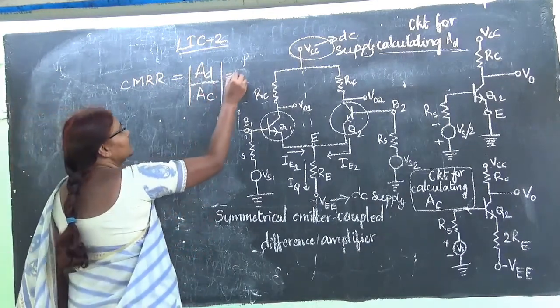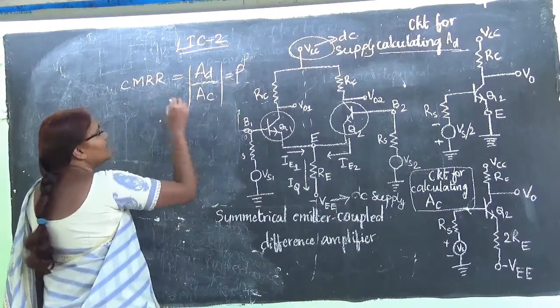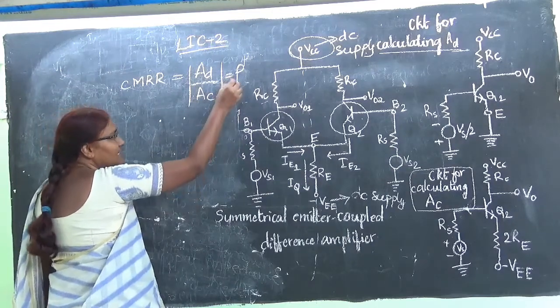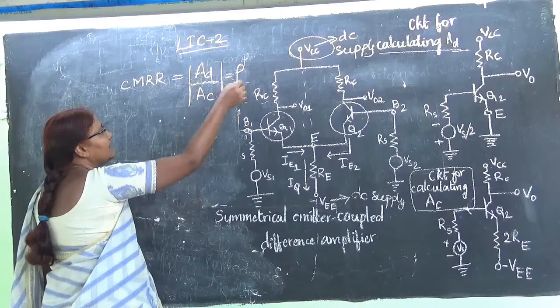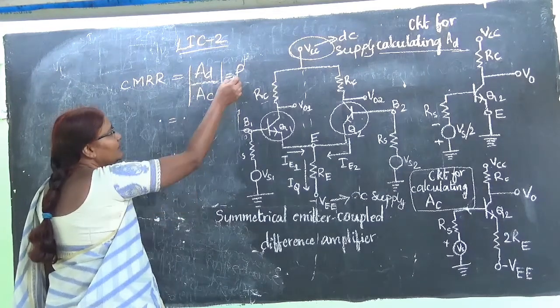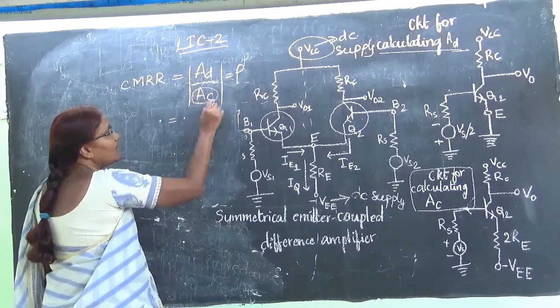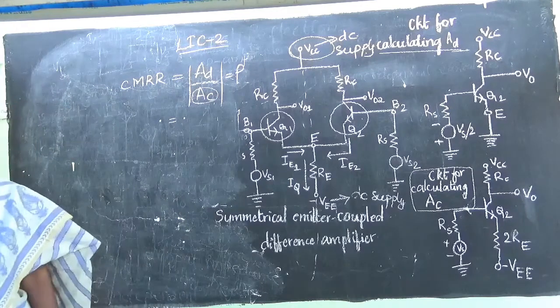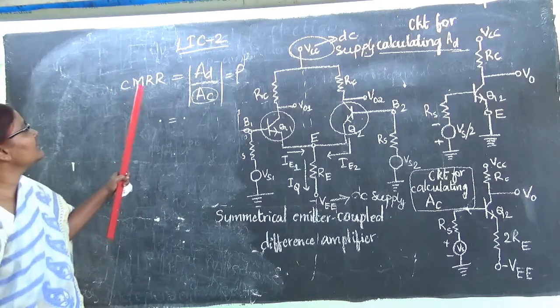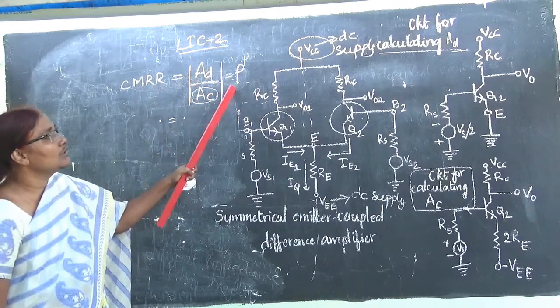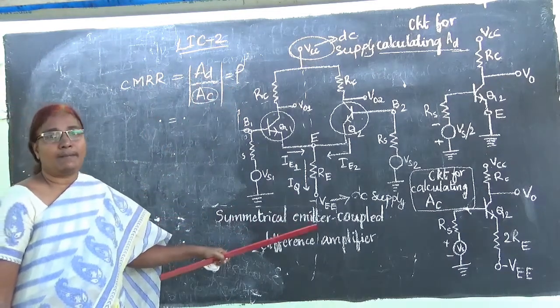And your CMRR should be as maximum as possible. It should be nearly infinity. When will it become infinity? When your common gain is 0. So the higher the common mode rejection ratio, the more efficient the op-amp.